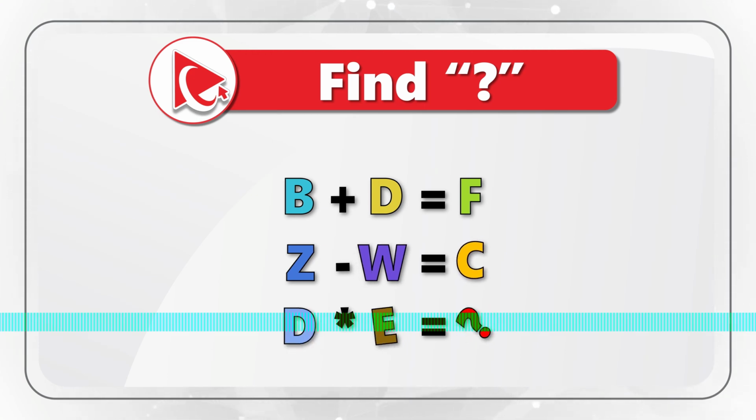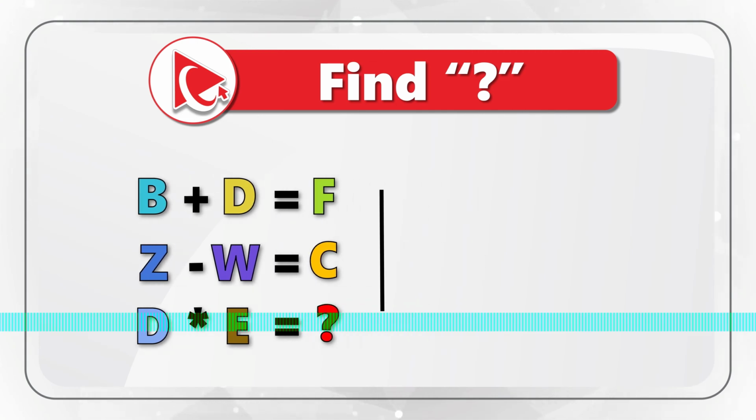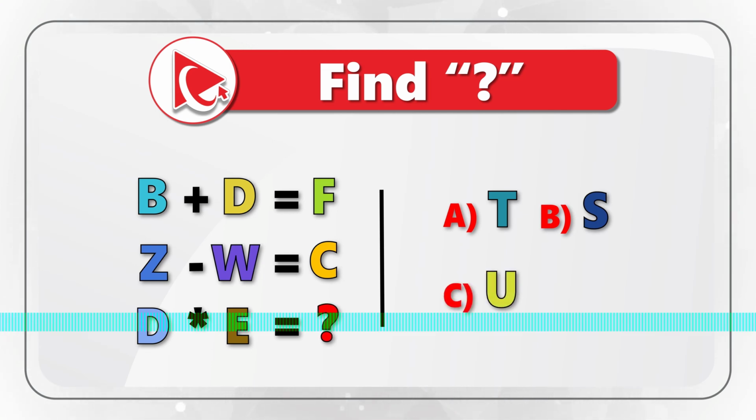And the third expression is D multiplied by E equals missing item. And you need to find and select the missing item out of 4 possible choices. Choice A, T. Choice B, S. Choice C, U. And last but not least, choice D, I. Take a close look to see if you can come up with the missing item.